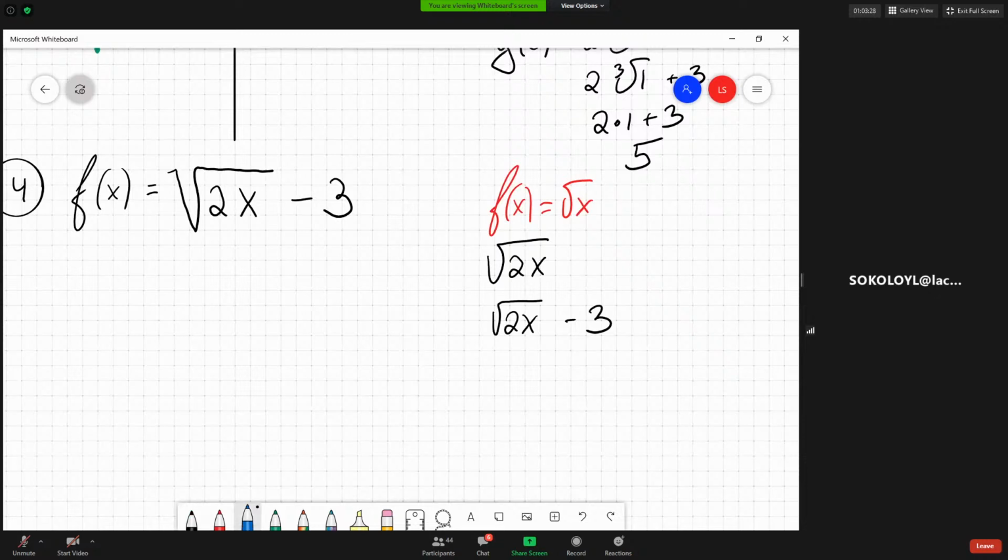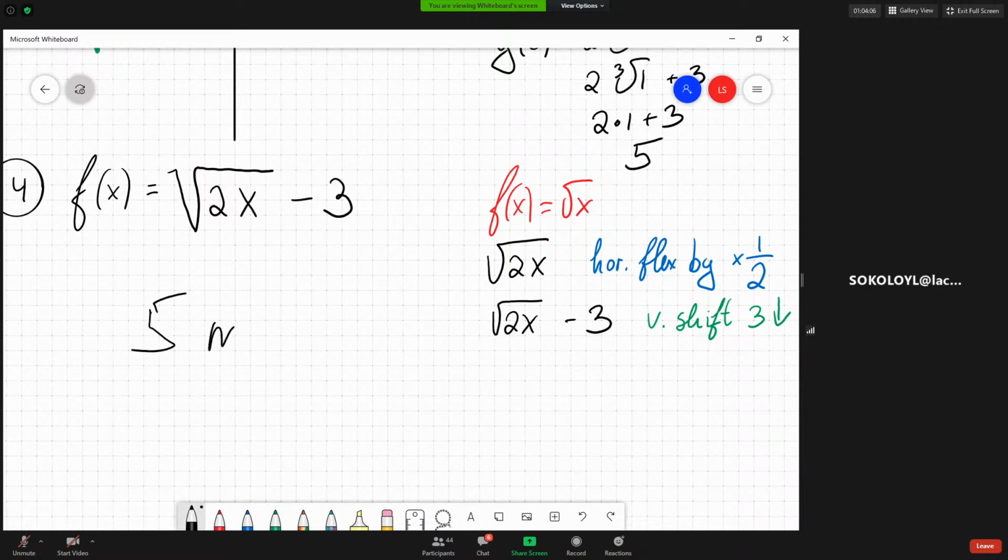Now what you have to remember is this 2 inside the function means you have a horizontal flex by a factor of 1 over 2. So this will be the horizontal factor. And then this other part is going to be a vertical shift 3 units down. So go ahead and see if you can transform your points correctly. I'll give you guys about 5 minutes and then I'll go over it.